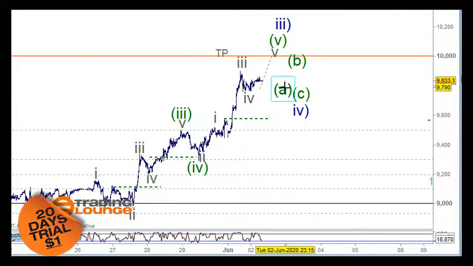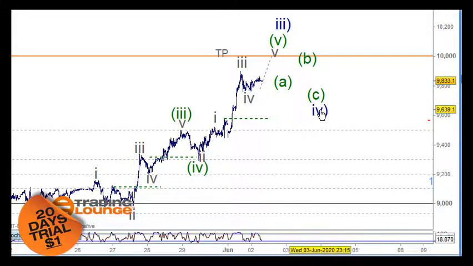In both counts that we've been looking at, just different degrees of structure, we'd be looking for an A and a B and a C wave back into this space, and then we'll be looking for a move higher at that point. So we'll take profit here, and we'll pull back in, and I'll find out the retracement targets for both counts, and we'll get an average on that, and then we can work with that.